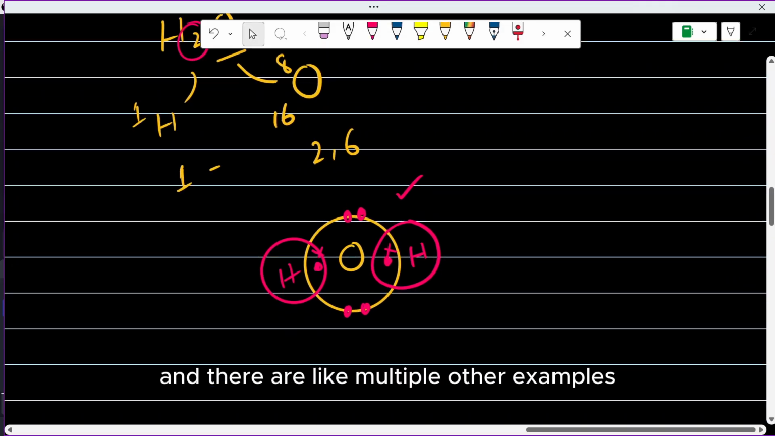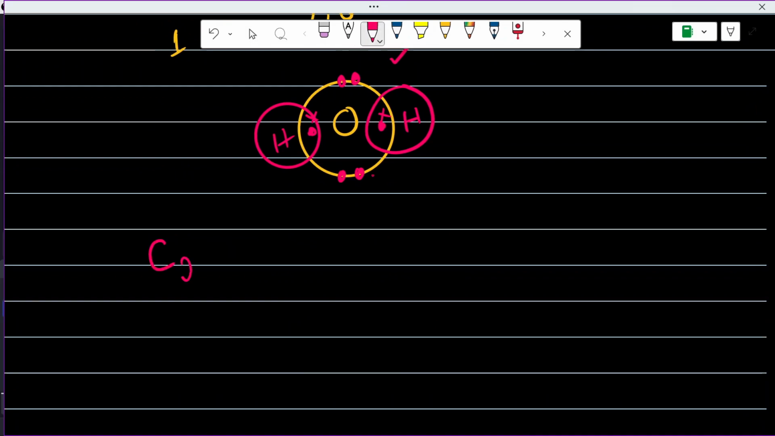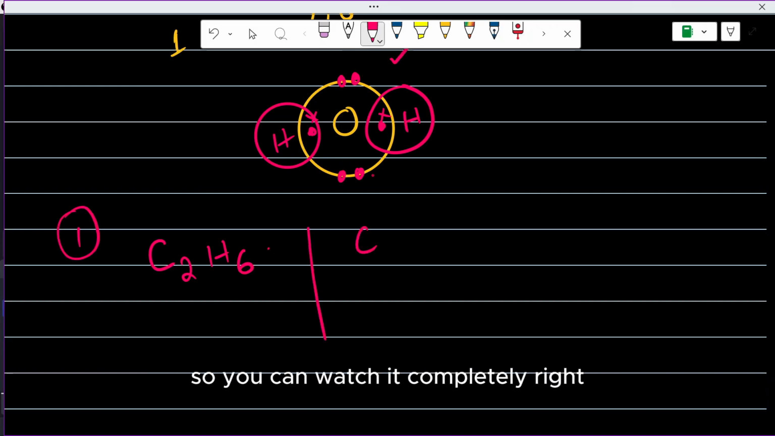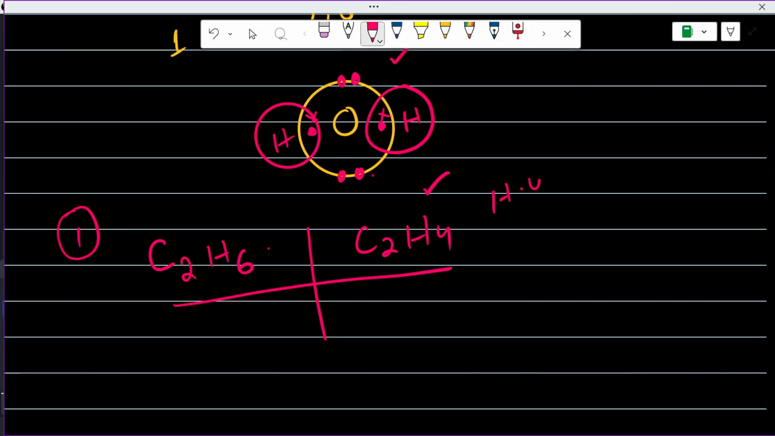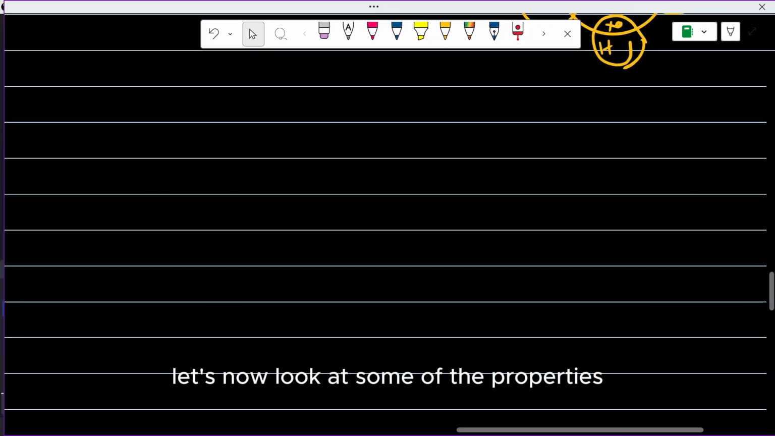Now these are some examples, and there are multiple other examples, so you can try all these questions by yourself, because I want to keep the video as short as possible so you can watch it completely, right? So try these 2 questions by yourself as a homework, right? And let's now look at some of the properties of covalent compounds.